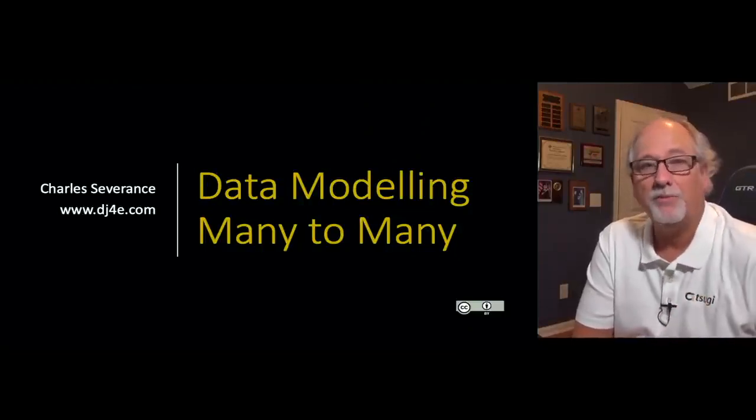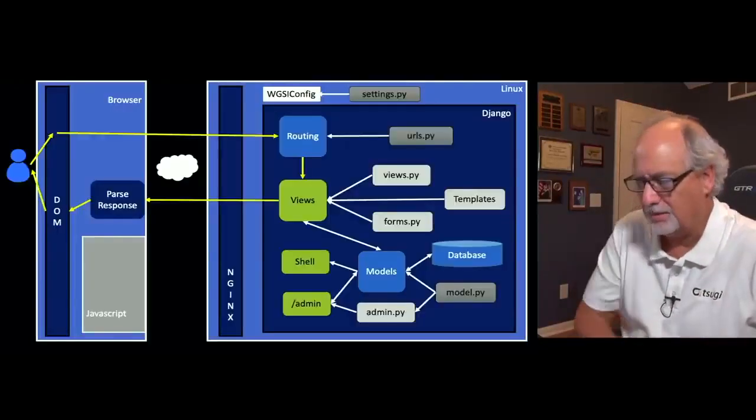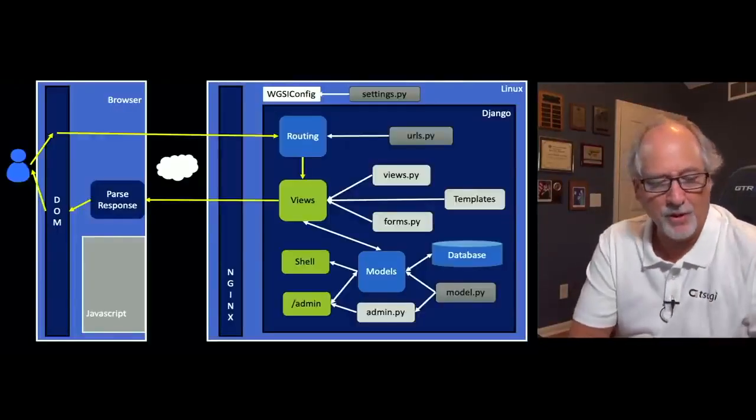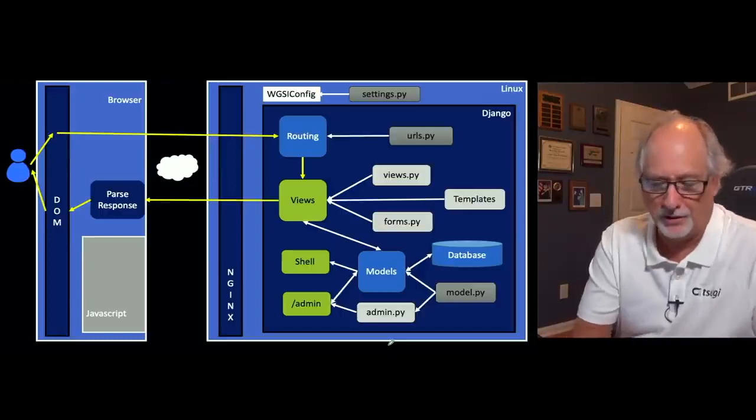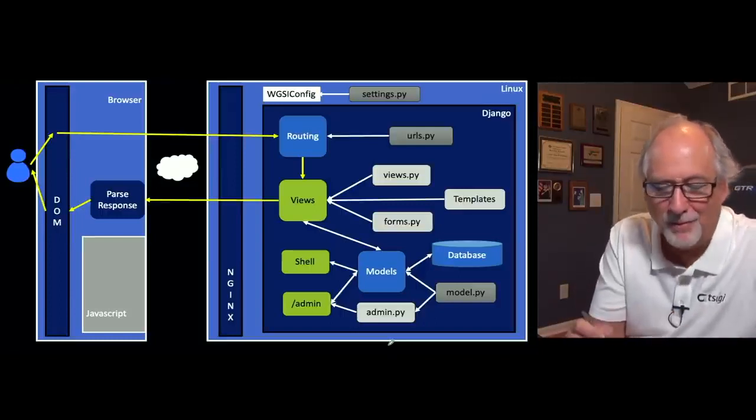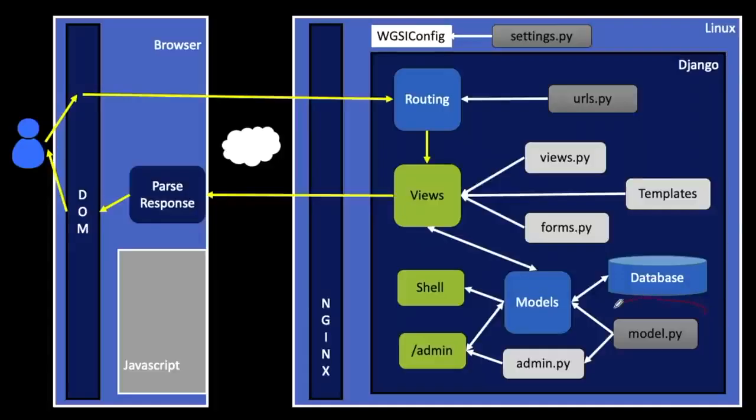So now we're in the second half of our data modeling exploration. We've talked about one-to-many, and now we're going to talk about many-to-many. Just to remember, we are in the bowels of a Django application, and we're really very much talking about the model.py file and how we mess with that.